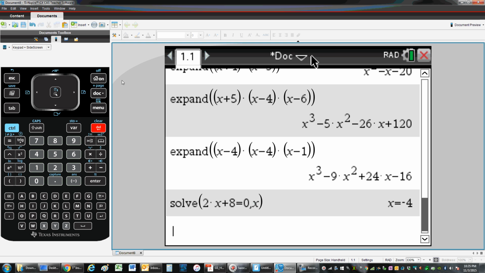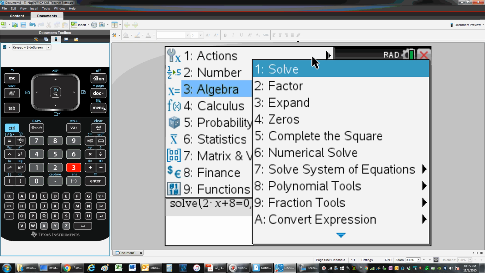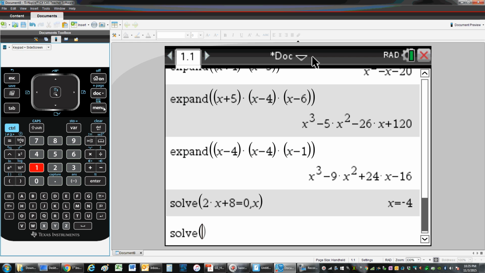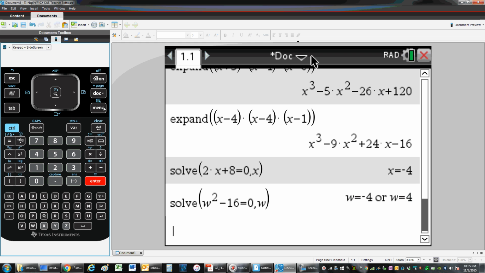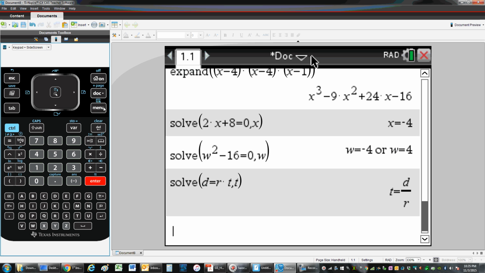You can just hit the numbers to get in your menu, and then if you wanted to do a quadratic, or really any degree for that matter, it would still be able to solve it. You know what? Just to make the point, you can use any variable you want as long as you tell it that's what you're solving for. You can even solve just algebraically, like distance equals rate times time. You can solve it for t.